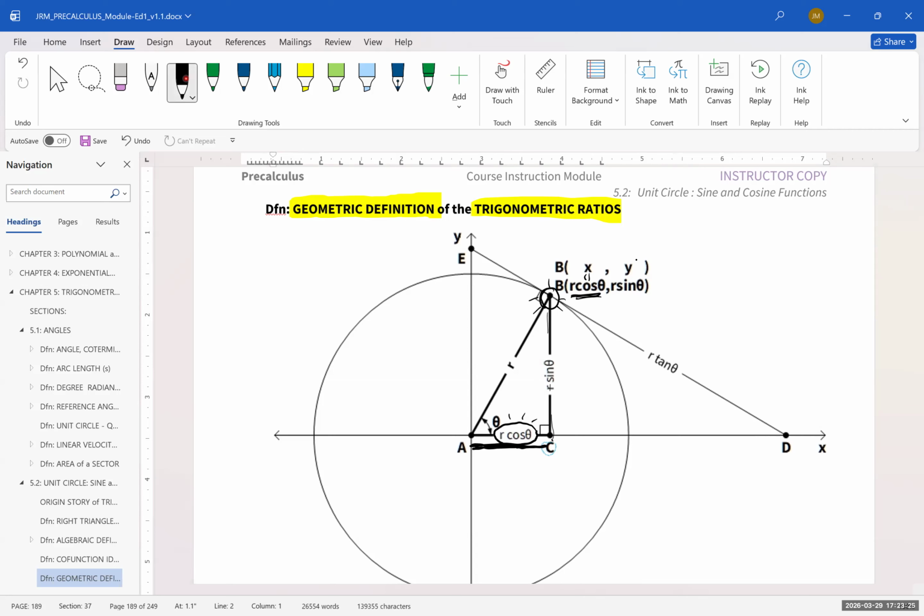And likewise, the y coordinate of this point, if we were to trace on over to the y-axis, it would be r times sine theta. So just looking at the coordinates of this point will tell you something about the cosine of your angle of interest and the sine of your angle of interest.